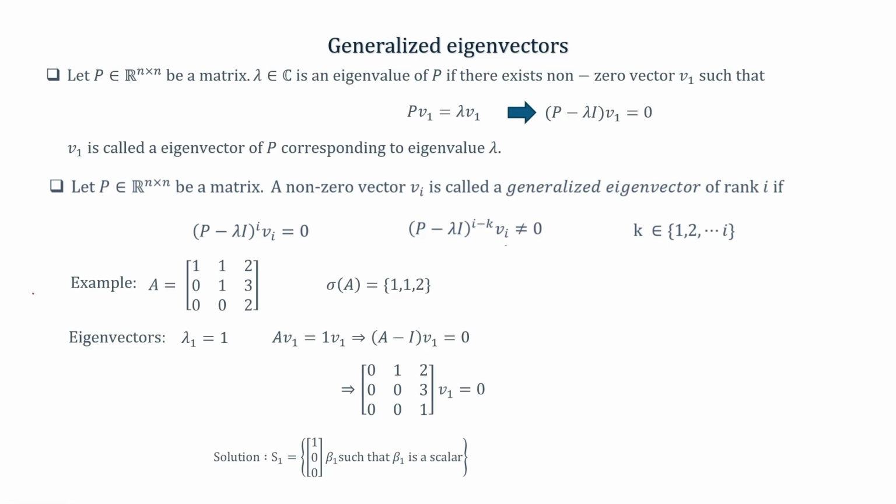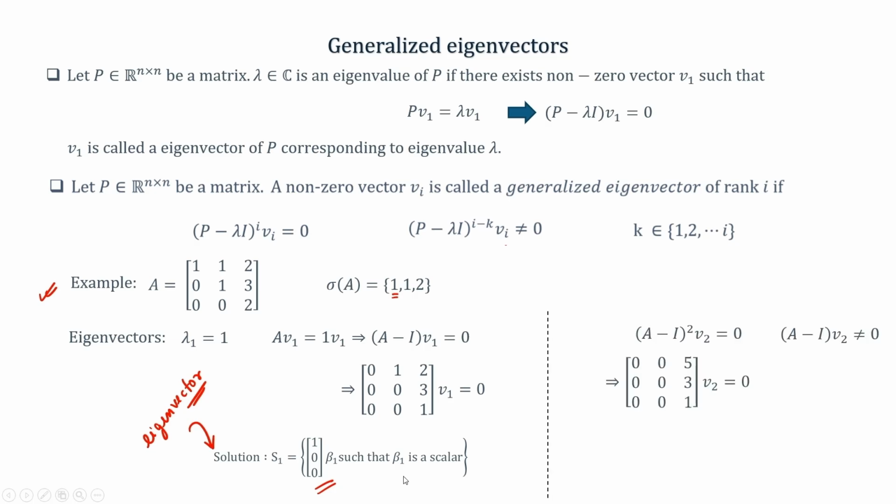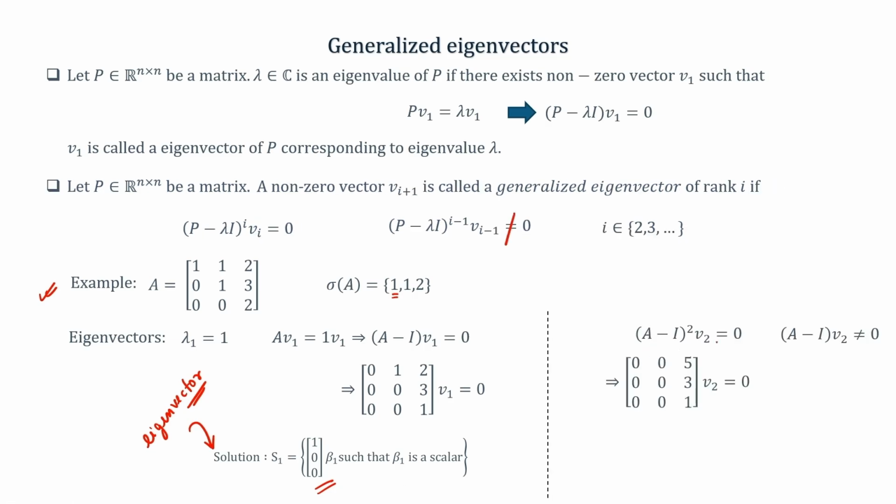For the example that we took, I can take this A matrix, and you remember that for lambda 1 equal to 1, which is an eigenvalue, I could easily find the eigenvector. This is an eigenvector corresponding to 1. As a matter of fact, any linear combination of this vector 1 0 0 works. Now, let us try to find a generalized eigenvector. If you go for (A minus I) whole square V2 equal to 0 and (A minus I) V2 not equal to 0, I have to find something like this. So, (A minus I) whole square comes out to be this matrix.